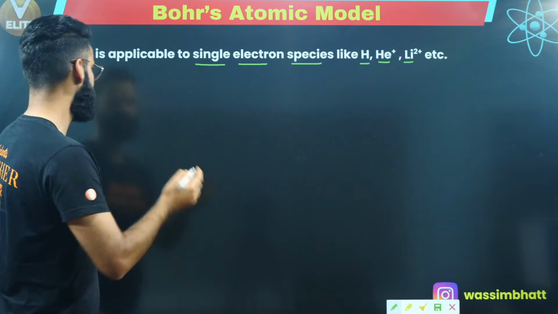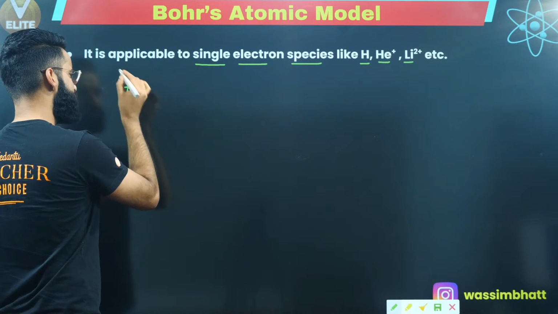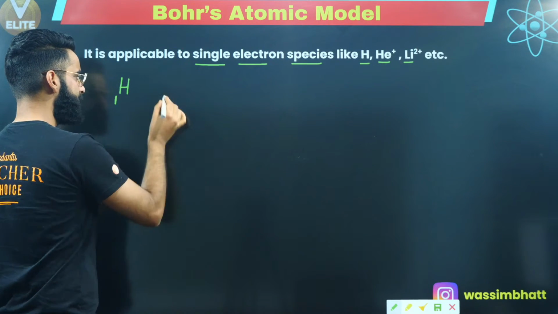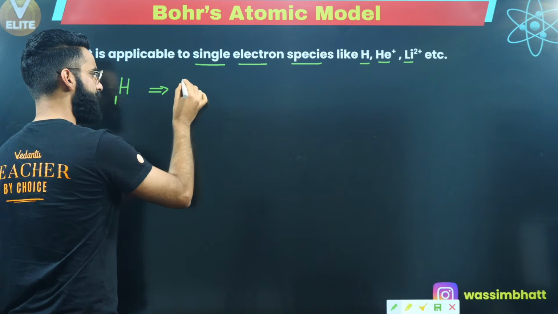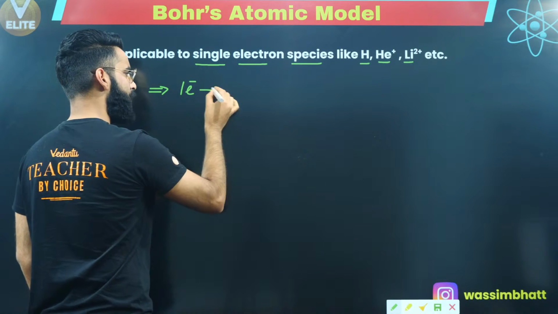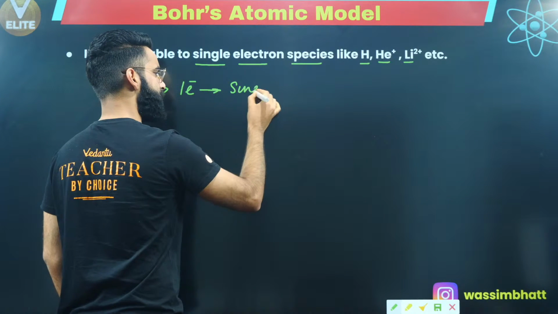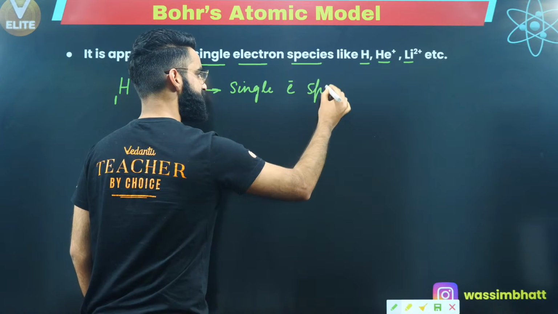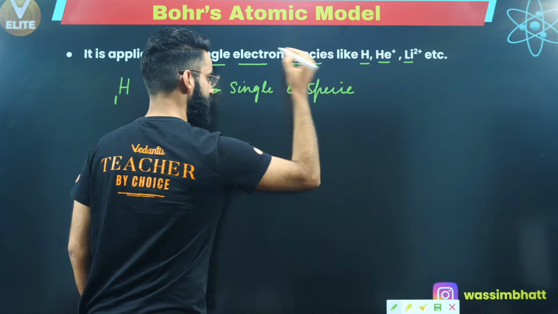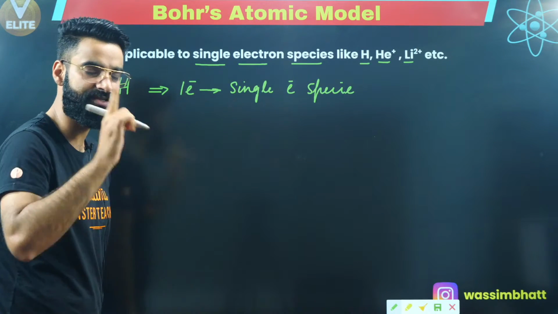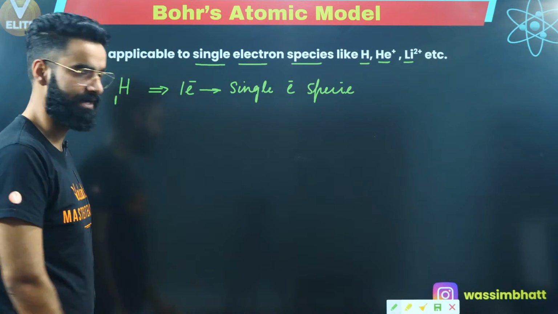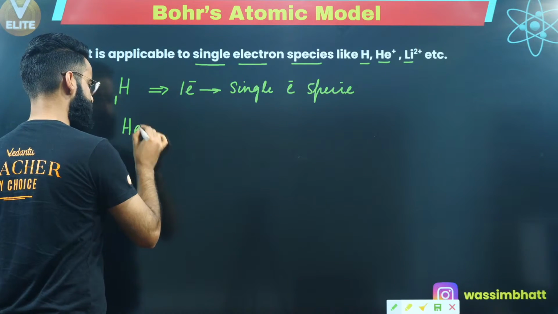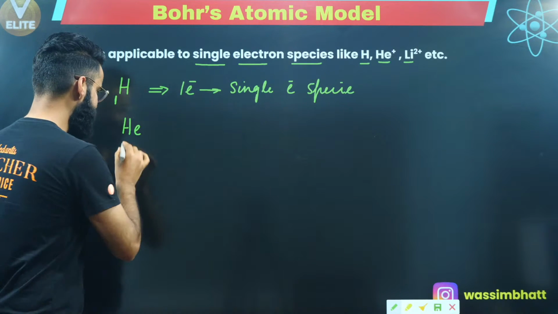For example, if you talk about hydrogen, its atomic number is 1, so this hydrogen will have one electron in it. I'll call this hydrogen a single electron species. Any species which contains just one electron is what we call a single electron species. Similarly, if I talk about helium, He, its atomic number is 2.